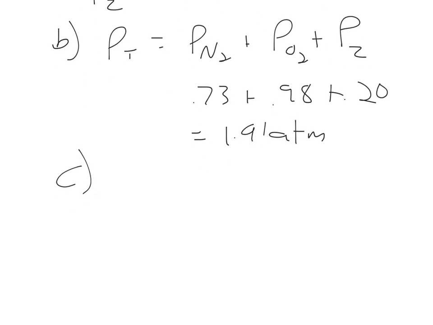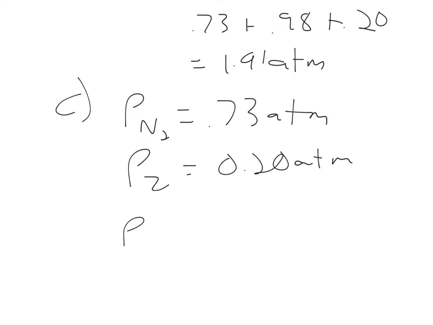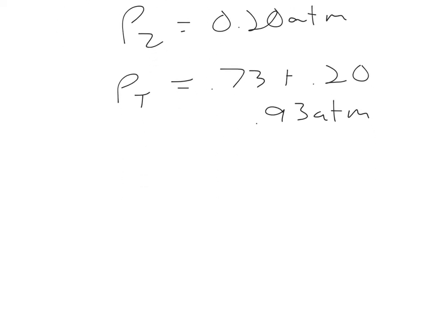So down here for part C, I'm going to say that the pressure of N2 is the same. It's still 0.73 atmospheres. The pressure of the Z gas is still going to be 0.20 atmospheres. There just isn't any oxygen. So if you want to figure the total pressure, just add up the individual pressures: the 0.73 plus the 0.20 should give you 0.93 atmospheres total pressure within the container. Okay. That's 9C. Let's go on to 10.